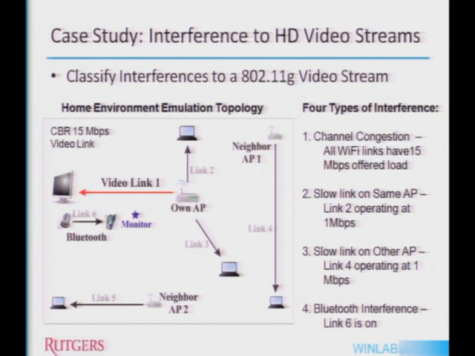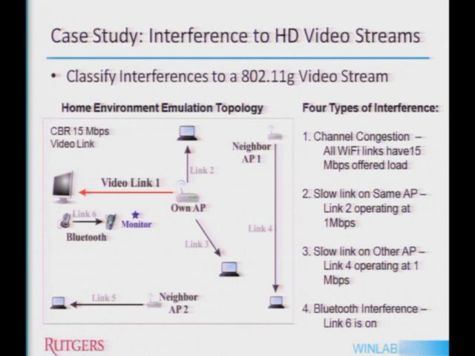So in case of channel congestion, we make all the Wi-Fi links transmit with an offered load of 15 Mbps. Since they are obviously in the same radio range, the channel capacity of that particular 802.11 channel is not enough to satisfy all the offered load. So there is a drop in throughput for your video link, and we characterize that using a set of two parameters that we'll come to later. But first, this was the channel congestion.